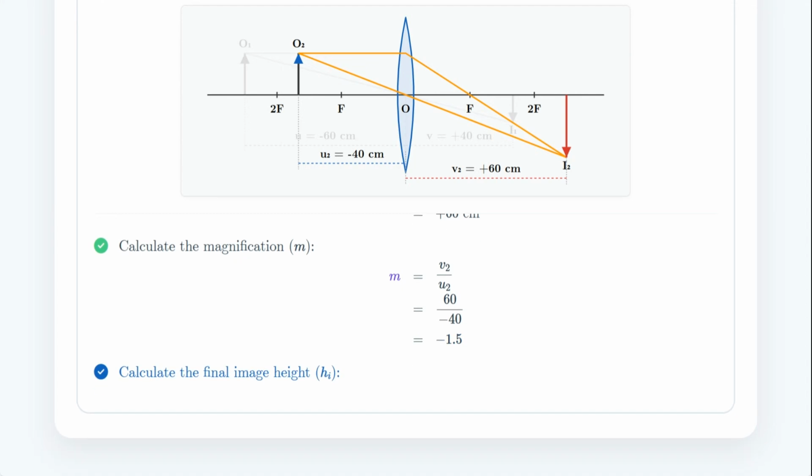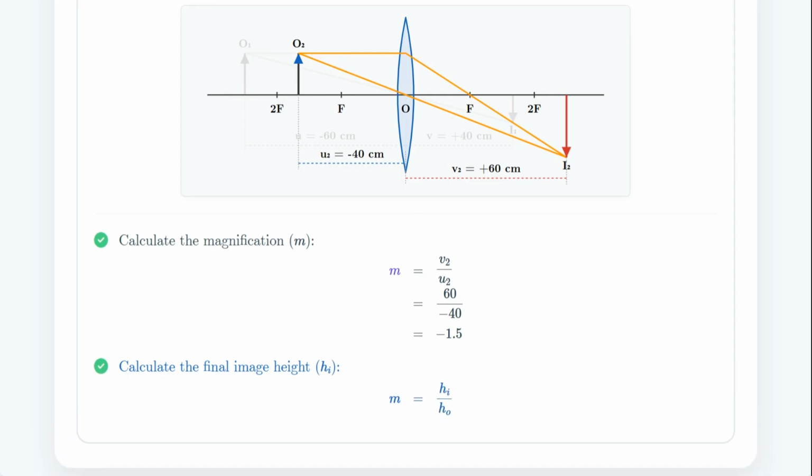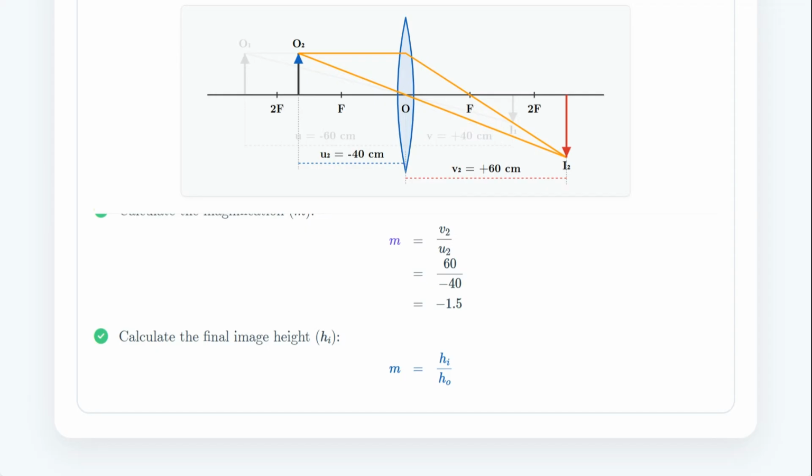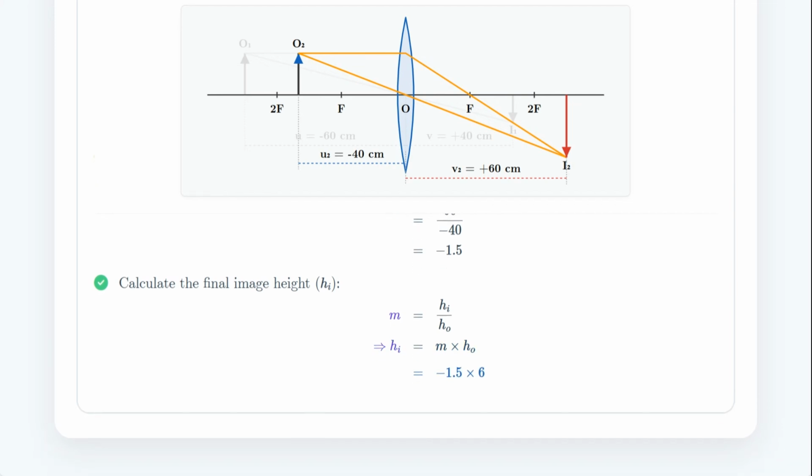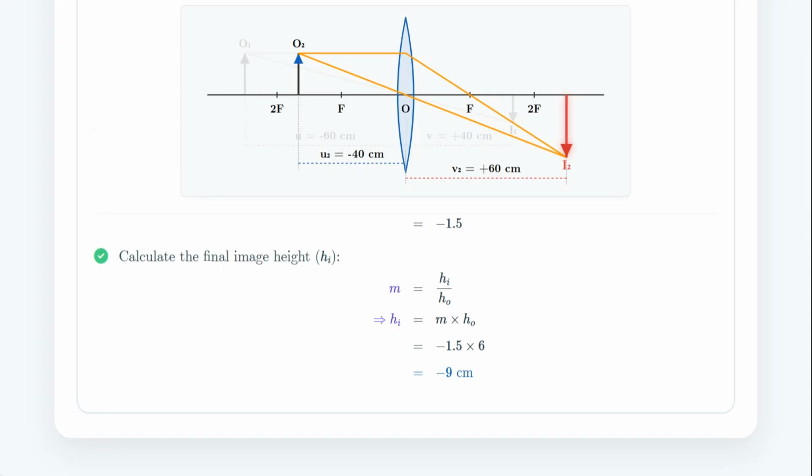Now for the final answer. Let's calculate the height of this new image, hi. We know magnification is also the ratio of image height to object height. So, M equals hi divided by ho. Rearranging that, the image height hi equals magnification M multiplied by the object height ho. Substitute our magnification, minus 1.5, and multiply it by our original object height, which was 6 centimeters. And we get minus 9 centimeters.